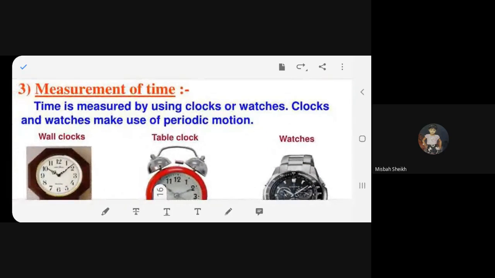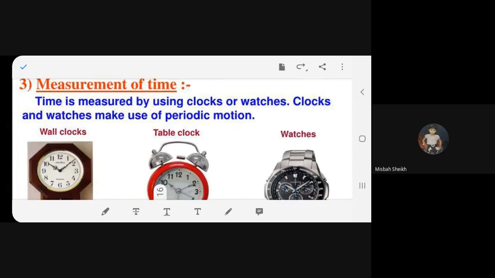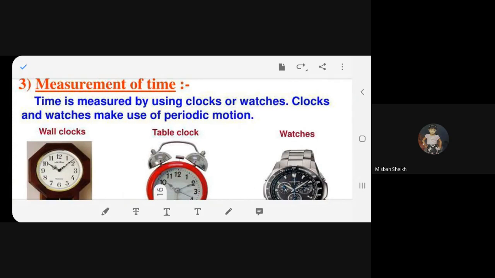We see measurement of time. Some more. Please read. Ma'am, can I? Yes, sure, beta. Measurement of time. Time is measured by using clocks or watches. Clocks and watches make use of periodic motion.